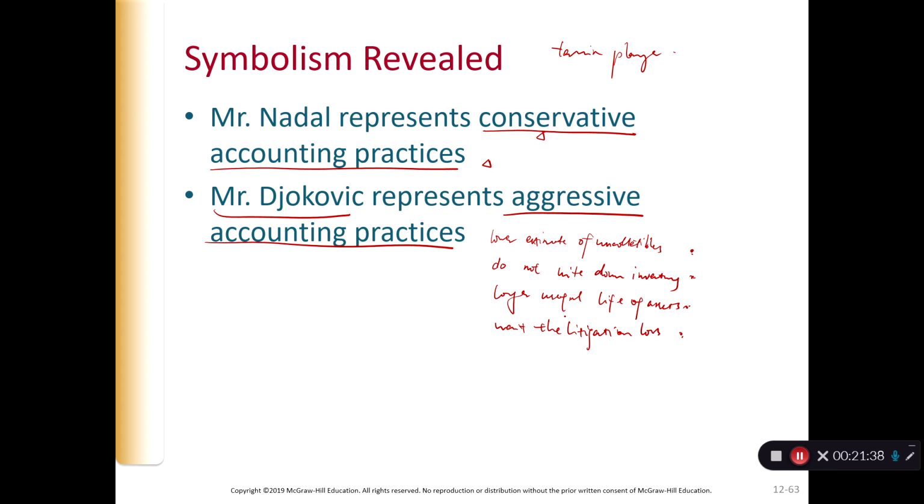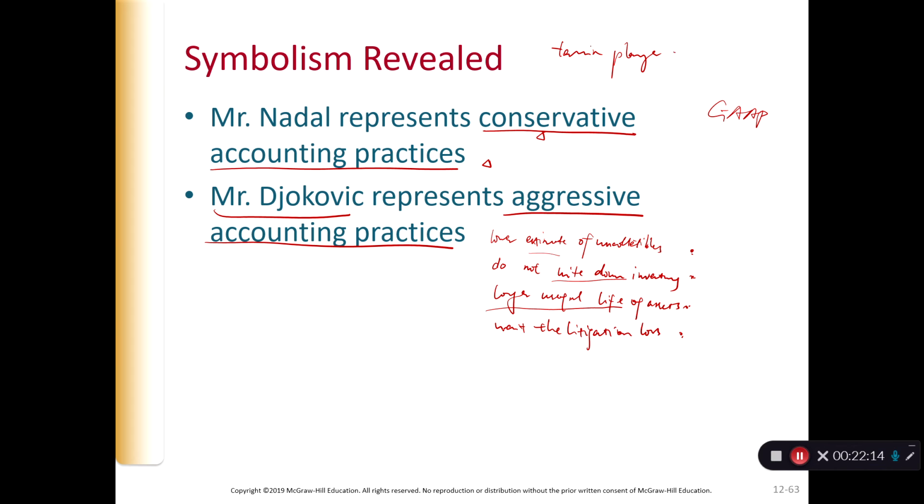So I wanted to emphasize here, no matter whether you are being conservative or aggressive, you are both not breaching the financial reporting standard of the GAAP. You know, GAAP didn't say Djokovic's method is wrong, because Djokovic is still estimating uncollectibles. Djokovic is still trying to reason why he didn't write down the inventory. Djokovic also still depreciated the asset. He still depreciated. He just extended the life a little bit longer.